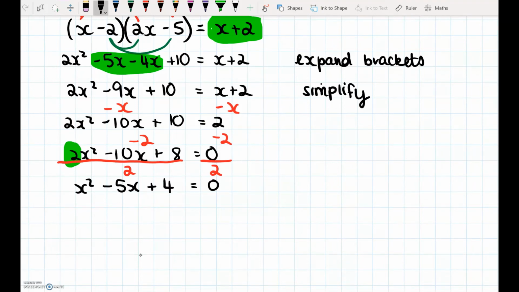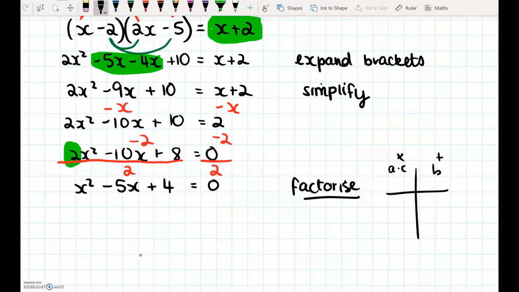Okay, at this point now, we can just factorize. Because it's equal to 0, we can now factorize. So we're looking for 2 numbers that multiply to give a times c and add to give b. So a times c is 1 times 4, which is 4, and b is minus 5. Now, because b is minus 5, we know that one of our terms has to be negative.